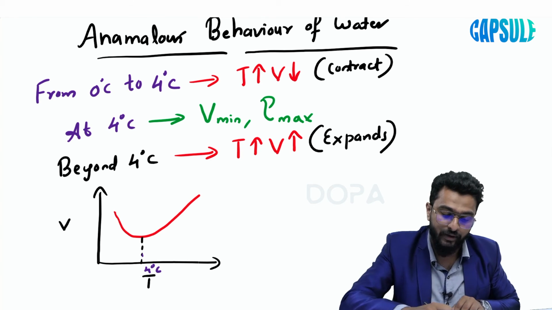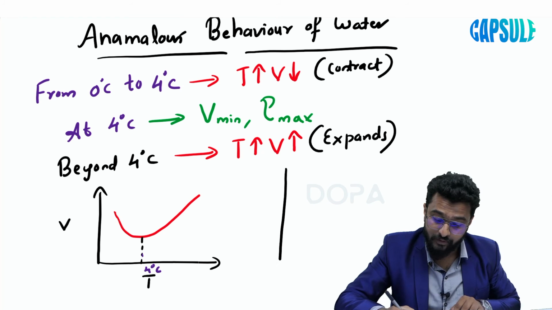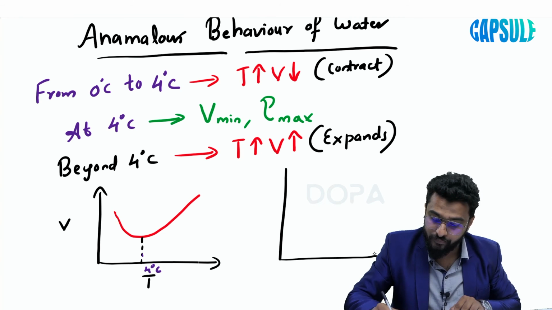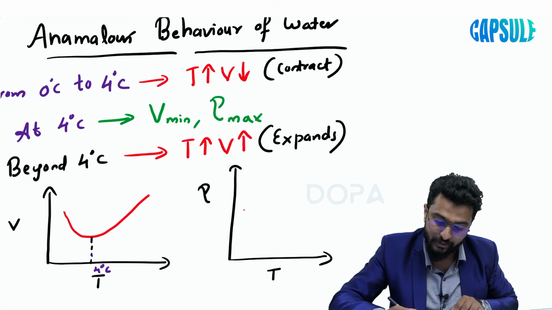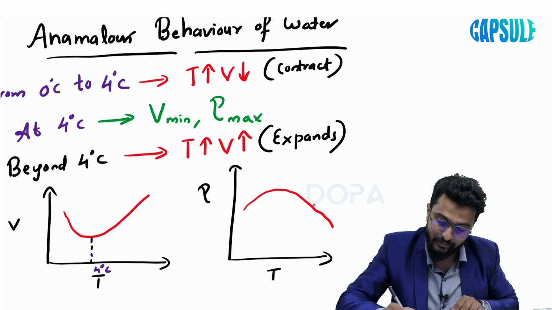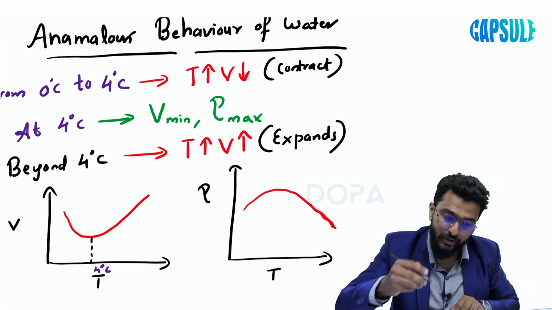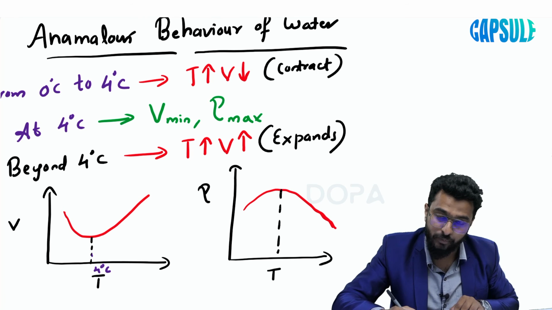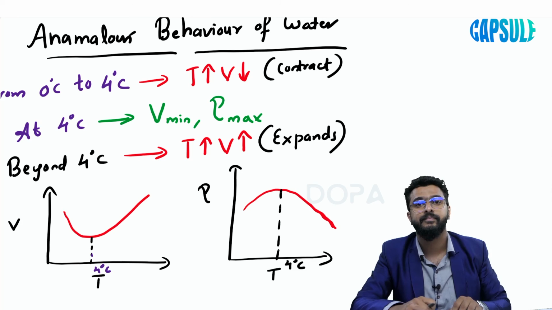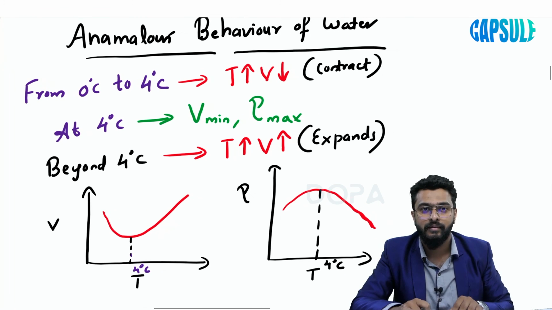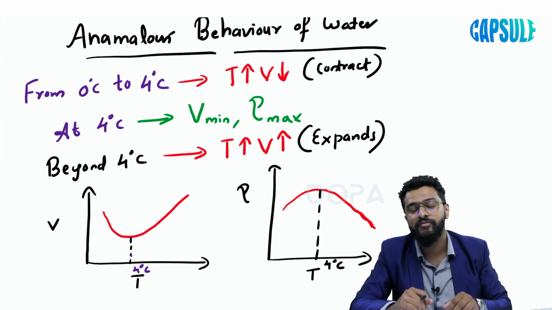Ready? And when we draw the graph between density and temperature, here the graph should be like this. Look here, like this. Okay, so in this case the density should be maximum at 4 degrees Celsius. Ready? Clear? So this is the special feature of water.